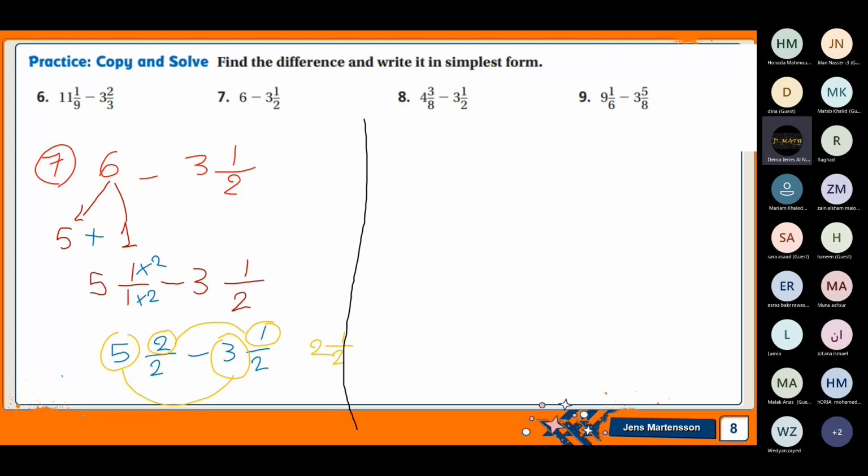Yes, Sarah. In number 8 here, we have 4 and 3 over 8 minus 3 and a half. Now, Sarah, first of all, look at the fractions. Do we have the same denominator? No. So what do you have to do? We have to do the multiples of 8 and 2. But before that, look at 2. Is there a number that you multiply by 2 to give you 8?